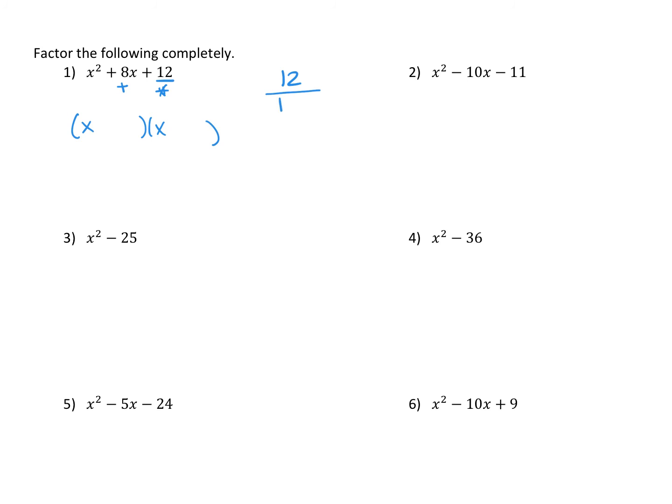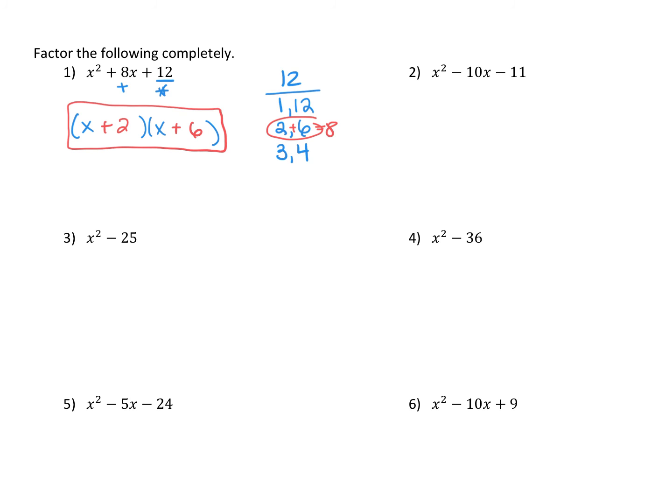So I'm going to write down things that multiply to 12. So 1 and 12, 2 and 6, 3 and 4. When I look at this list, I see that 2 and 6 multiply to 12, but they'll also add to 8. So positive 2 and positive 6 are going to be my factors. So my factors will be x plus 2 and x plus 6.